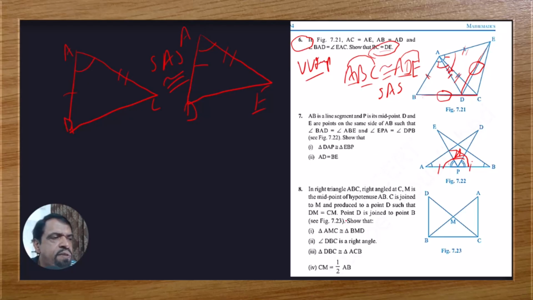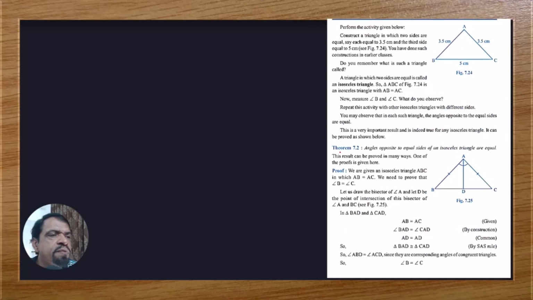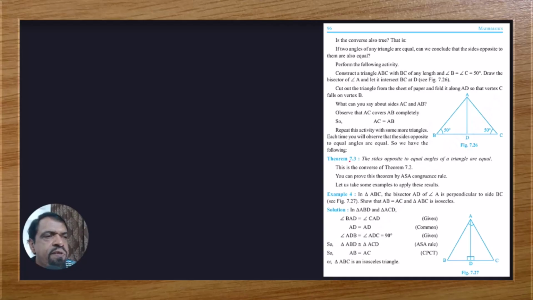This question is very easy. So you can see the very simple solution. I have already explained it, because it will take time. So we are having the quick revision. Come to the next page. 7.2. It's very simple. Angles opposite to equal sides of an isosceles triangle are equal. Sides are equal, then angles are equal. It has been proved by SAS. The very simple solution. Conversely, this is the converse of theorem 7.3.